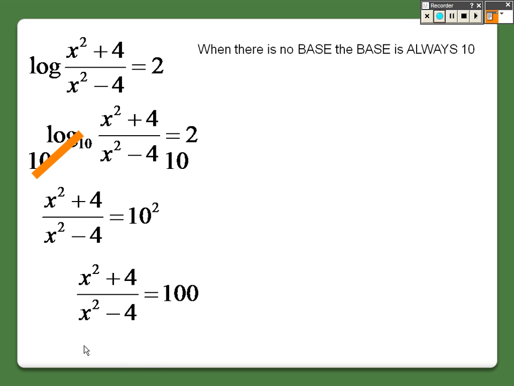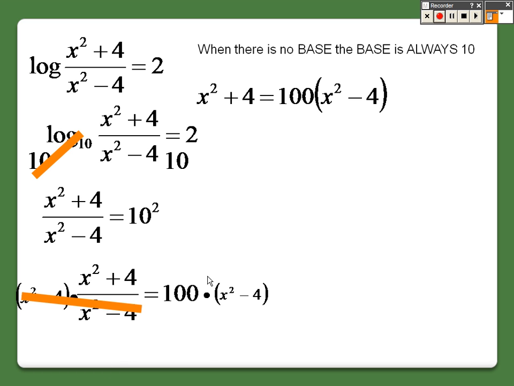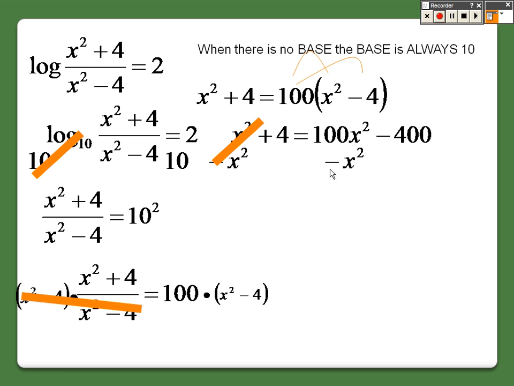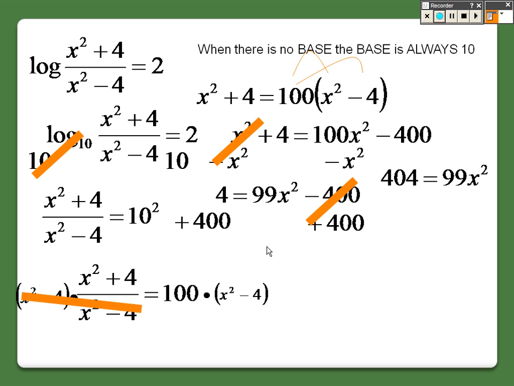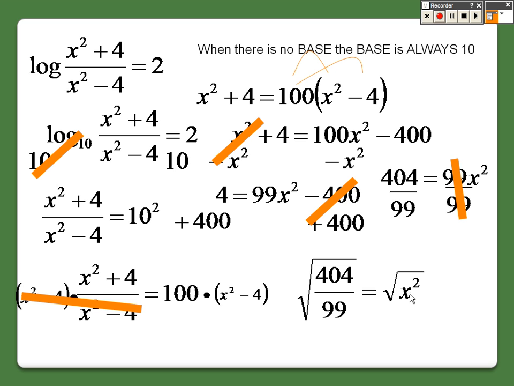Then I can get rid of that fraction by multiplying both sides by x squared minus 4. So I get x squared plus 4 equals 100 times x squared minus 4. I can take that through to get 100x squared minus 400, and now I can finally start combining terms to solve. I subtract an x squared to get 99x squared. I can add 400 to this side to get 404. I can divide by 99 to get 404 over 99 and then square root both sides. And I should get plus or minus, because I square rooted, 2.02. So it's plus or minus 2.02.